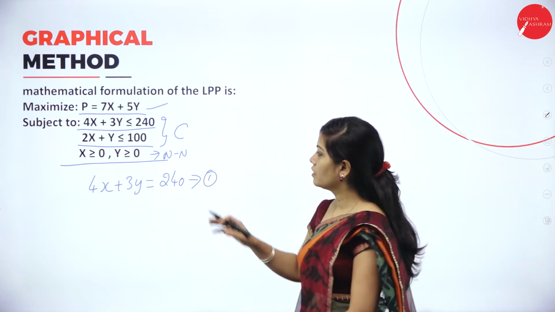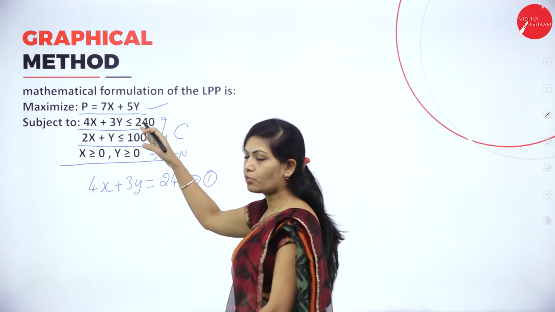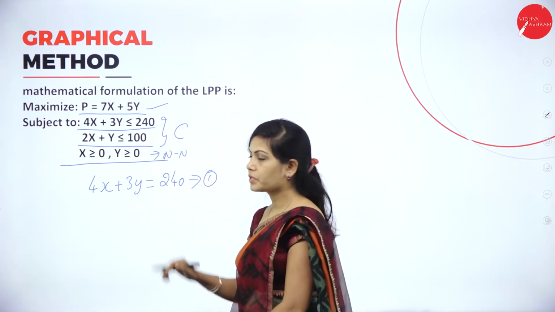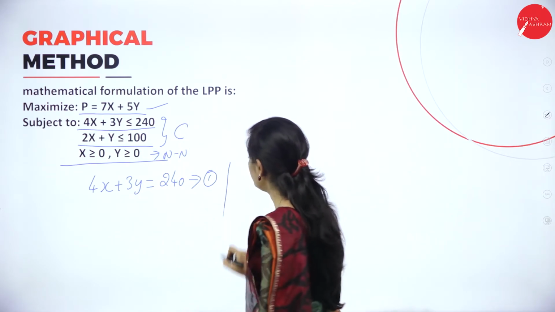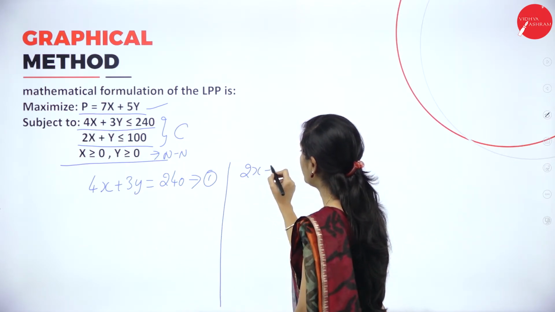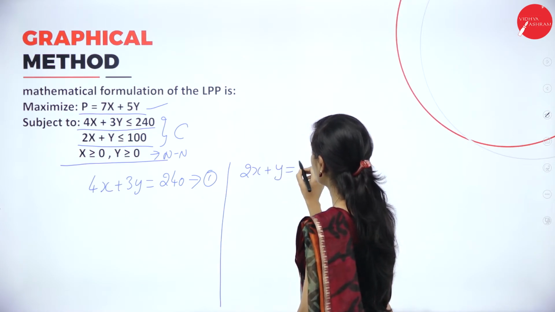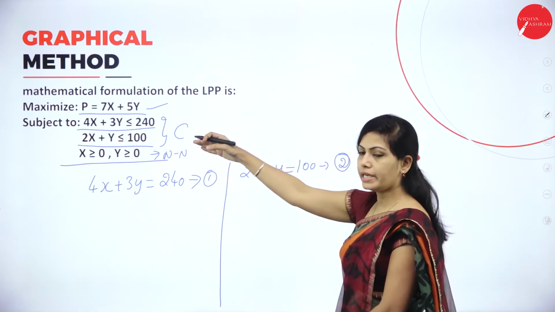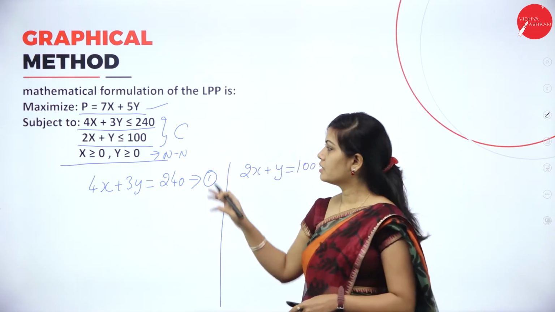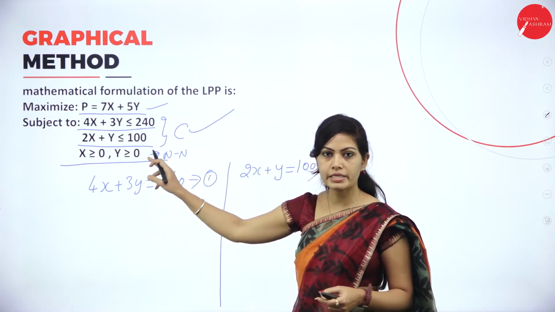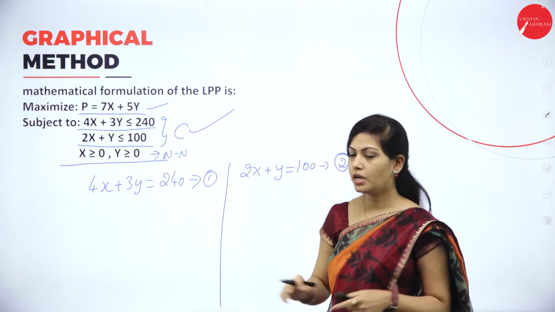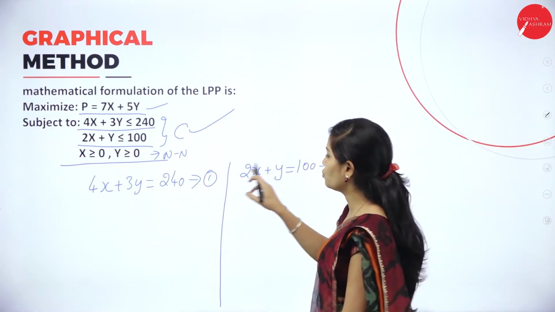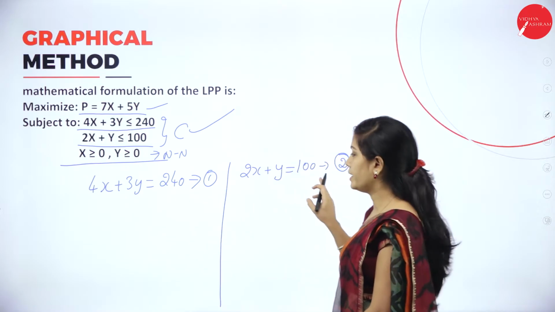So the first step is to change inequality into equality, or inequality into equation. Next is 2x plus y is equal to 100. This is equation number 2. The inequalities have been converted into equalities. This is the first step: all the inequalities should be written as equations. So we have two equations, equation number 1 and equation number 2.